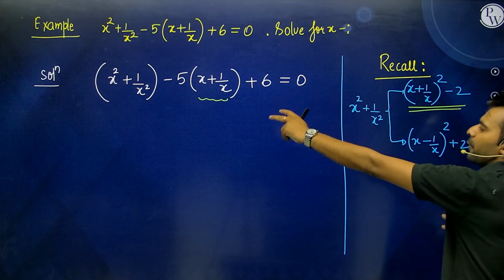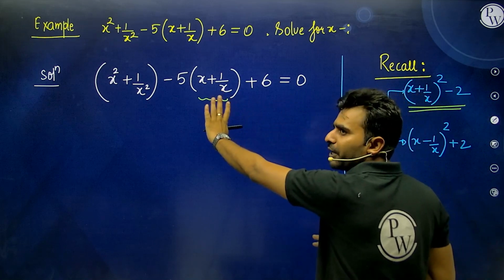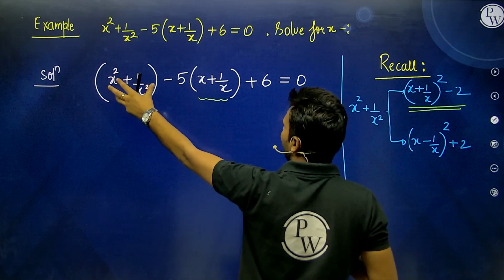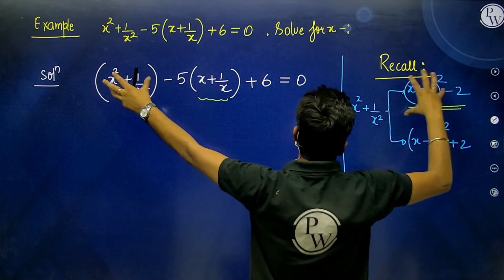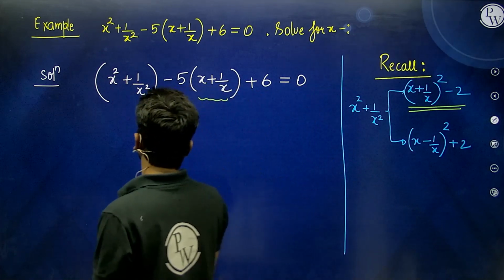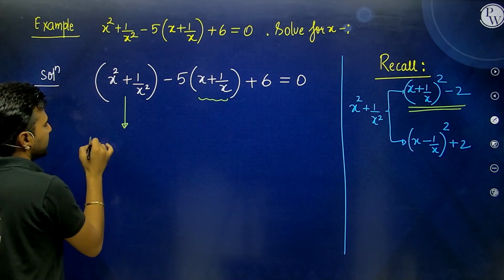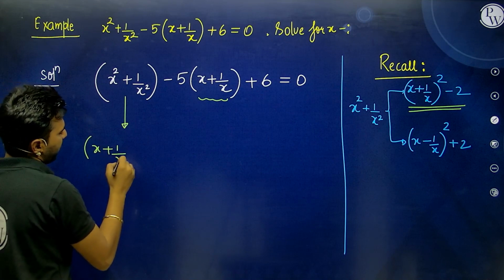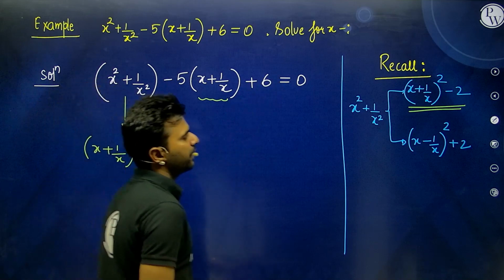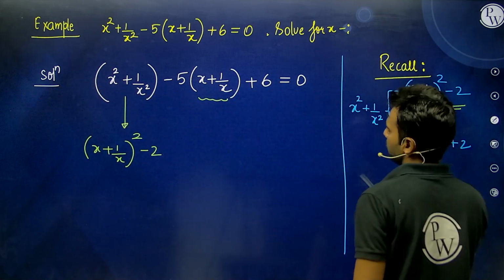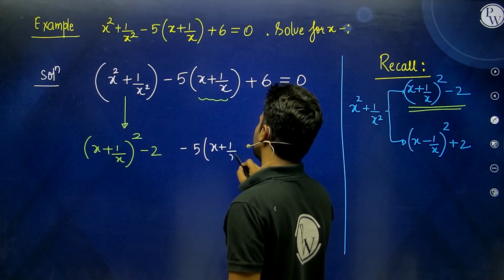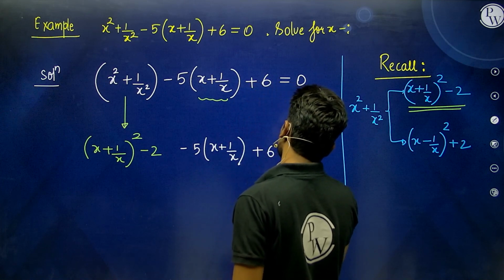Now in this particular question, x plus 1 by x is already coming over here. So we're going to put this expression in terms of x plus 1 by x only. That is the form we will be using. So to solve the problem, we can write this as x plus 1 by x whole square minus 2, putting this over here, minus 5 times of x plus 1 by x plus 6 is equal to 0.